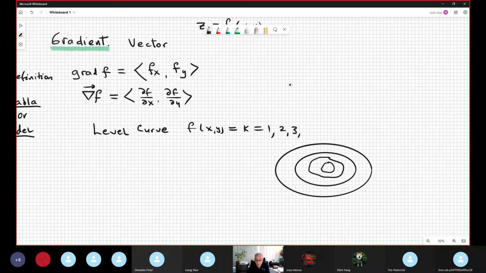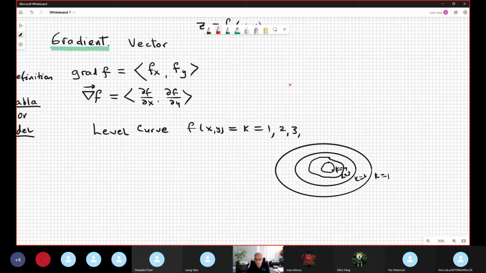Suppose this is K1, K2, K3. I suppose you remember this very well, right? This is a level curve, and the family of level curves is the contour plot. Cool. Suppose now I have a point.